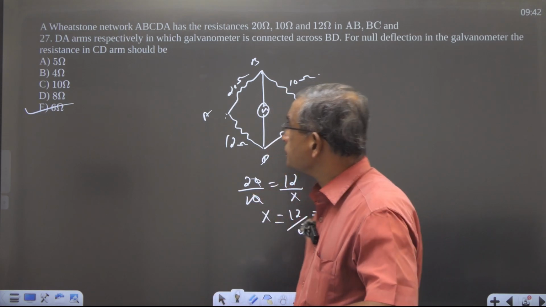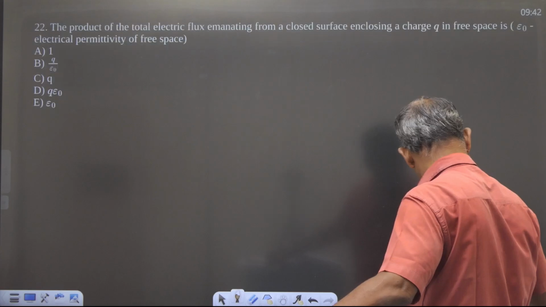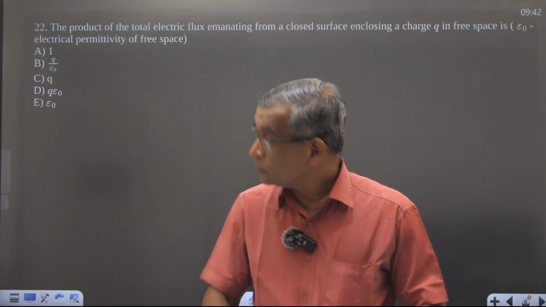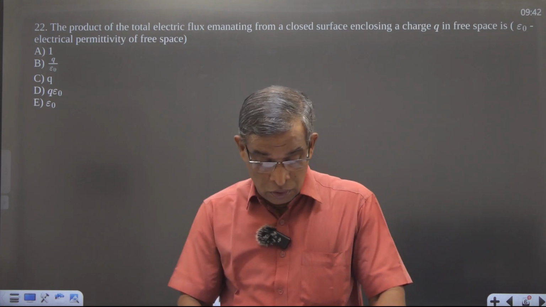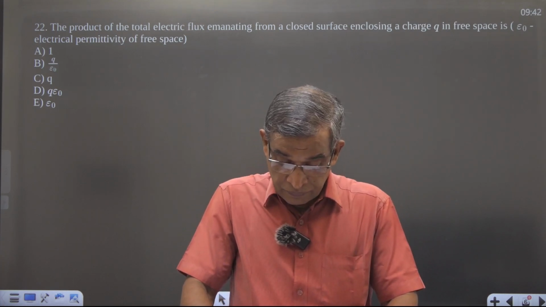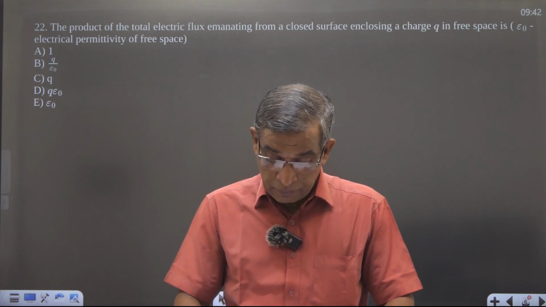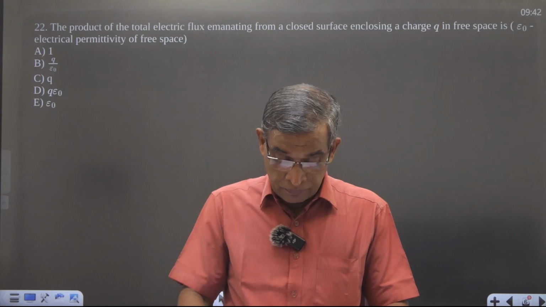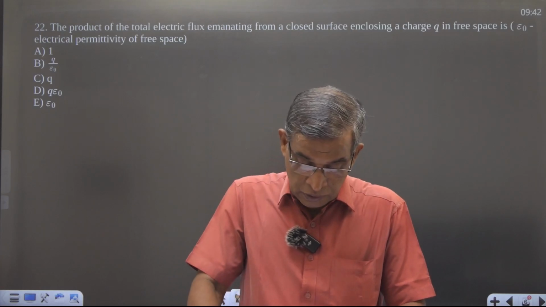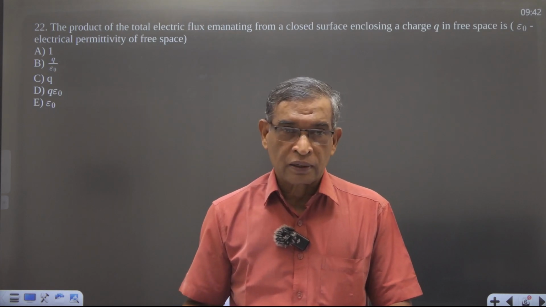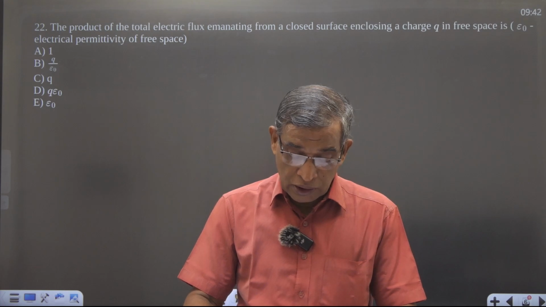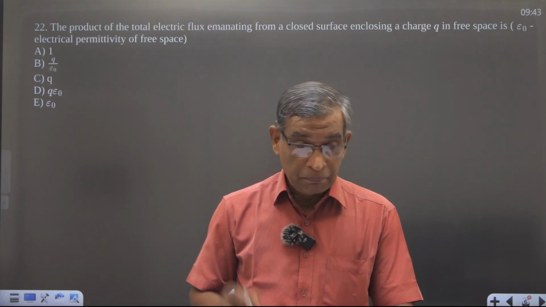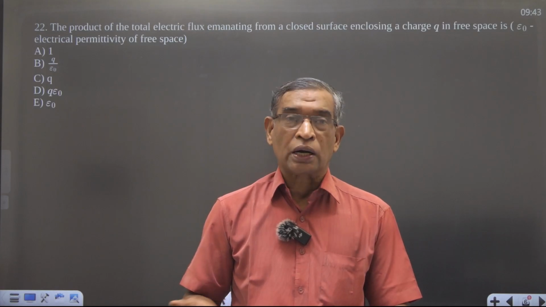Next question. The product of total electrical flux emanating from a closed surface enclosing a charge q in free space. Epsilon 0 is the electrical permittivity of free space. Now, there is no meaning in asking about the product of total electrical flux. Product of electric flux with what? Not stated. What they mean is the total electrical flux.